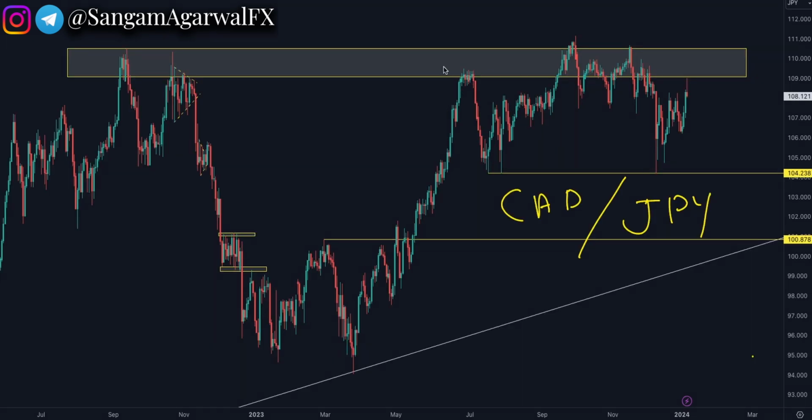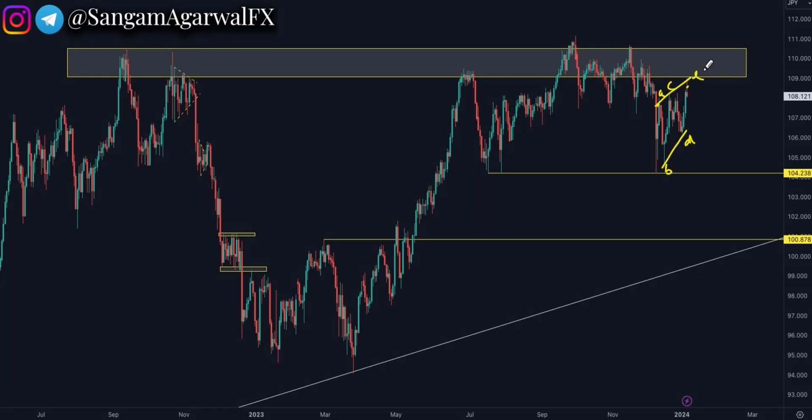CADJPY daily chart, sideways range. Now price is testing this resistance zone again, this 107 level. It has broken out and price is trading above the resistance. And if this is a triangle chart pattern, then all steps are almost complete and it is testing the upper trend line a third time. So if you want to sell, you can sell the retest of the upper trend line but use tight SL above this trend line, with target 104 then 100.